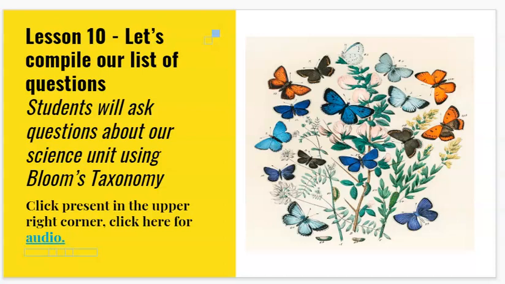We have been talking about a lot when it comes to butterflies and caterpillars. We've talked about spiders. We've talked about the frog's life cycle. Today, we're going to compile a list of all of our questions on the unit that we've learned. So we are going to ask questions about our science unit using our Bloom's taxonomy.